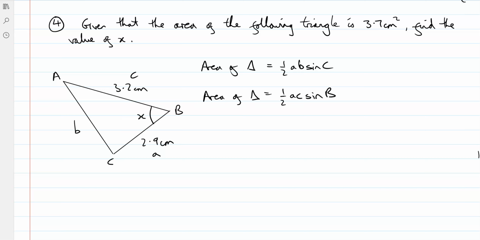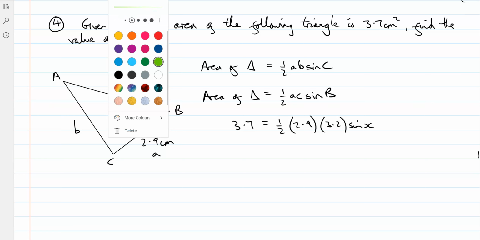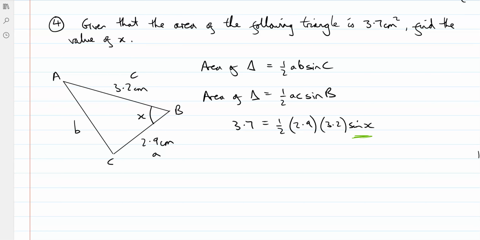But this time, I've got the area. So I can put this in on this side of the equation, because I've kind of got the answer here already. So I'm going to sub in, so 3.7 is the area, that's going to go in on this side for the area. A half A, which is 2.9, C, which is 3.2, they're all labelled on the diagram, sine of the angle at B, and the angle at B is x. And now I've got an equation to solve with one unknown in, i.e. x, so I want to get the sine x by itself, and then I can solve this.